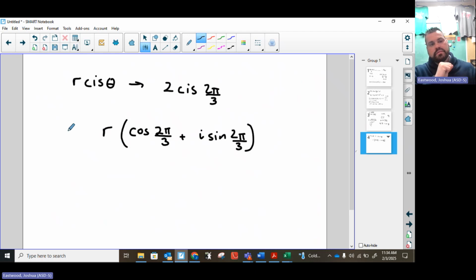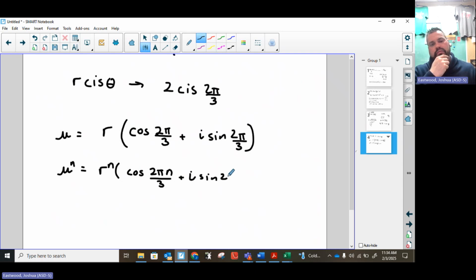So if I expand this, this is my number. So let's call it Z for a second, or I guess it's called u. So we'll use u. So then if I raise that to a power, u^n becomes r^n, and then cosine of 2πn/3 plus i sine of 2πn/3. And that's using de Moivre's theorem. So what I need is for this to be 0.